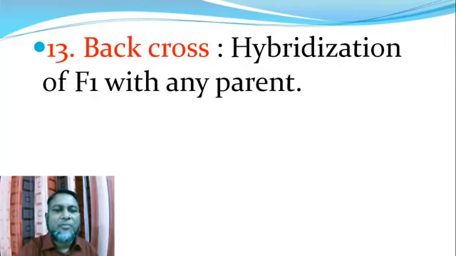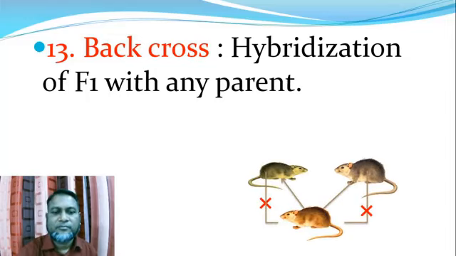Back cross: hybridization of F1 with any parent. There is a healthy rat and a thin rat, and this is the healthy rat F1. When the healthy rat is crossed with the thin rat, or the healthy rat is crossed with a healthy rat, this is any parent. Crossing F1 with any parent is called a back cross.